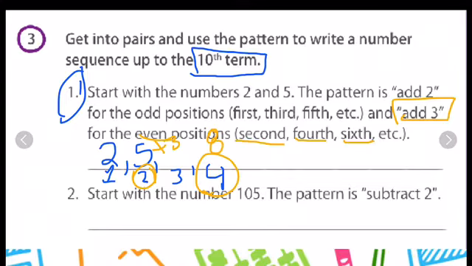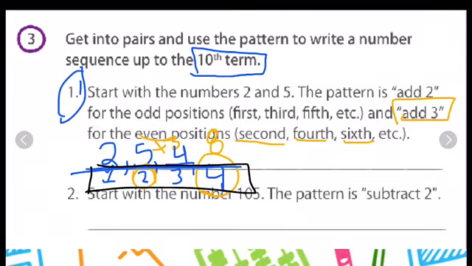What was my odd over here? Remember, my odd over here was 4. These ones over here are your positions. Not your number sequence, they are your positions.